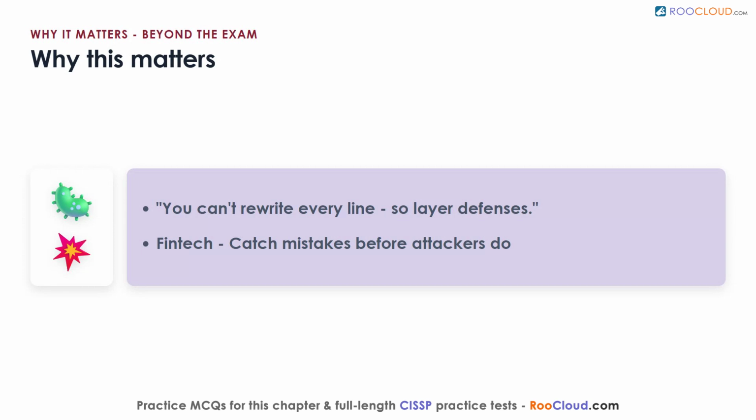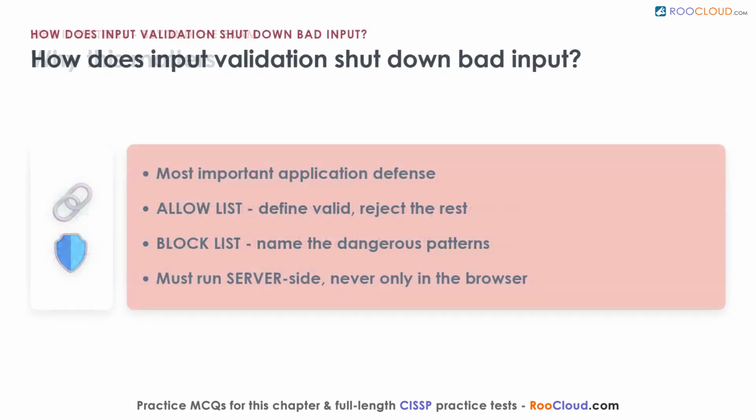Imagine you own application security for a fast-growing fintech. You cannot rewrite every line your developers ship, but you can insist on layered defenses that catch mistakes before attackers do. Knowing how each control works lets you build genuine defense in depth rather than a checklist that looks good but leaks. How does input validation shut down bad input?